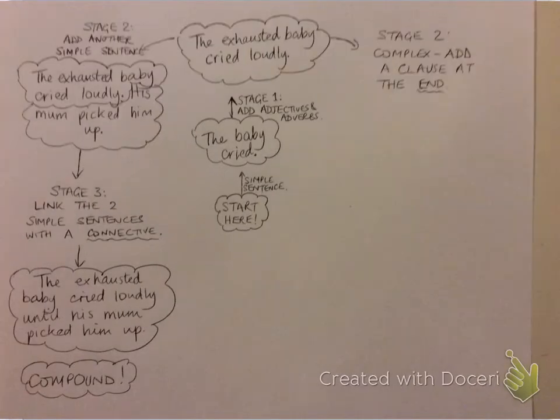Now if we move back up to the top again, where we were with this sentence, the exhausted baby cried loudly, we can go over to the right and we can start working on a complex sentence. A complex sentence is when you add a clause of information. It could go at the end, in the middle, or at the beginning. The clause that you add is not a complete sentence, it's just a piece of extra information that doesn't make sense by itself, but will enhance the simple sentence. So let's start with one at the end, as that's the simplest way to do it.